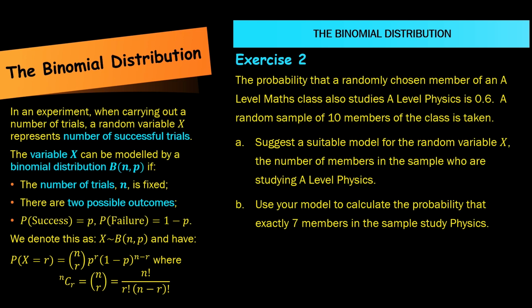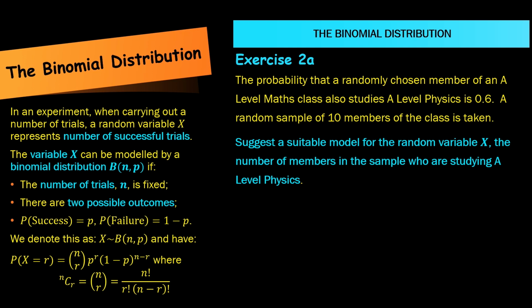And now for exercise 2. We're going to solve exercise 2a first. The probability that a randomly chosen member of an A-level maths class also studies A-level physics is 0.6. A random sample of 10 members of the class is taken. Suggest a suitable model for the random variable x, the number of members in the sample who are studying A-level physics. So let's solve this.